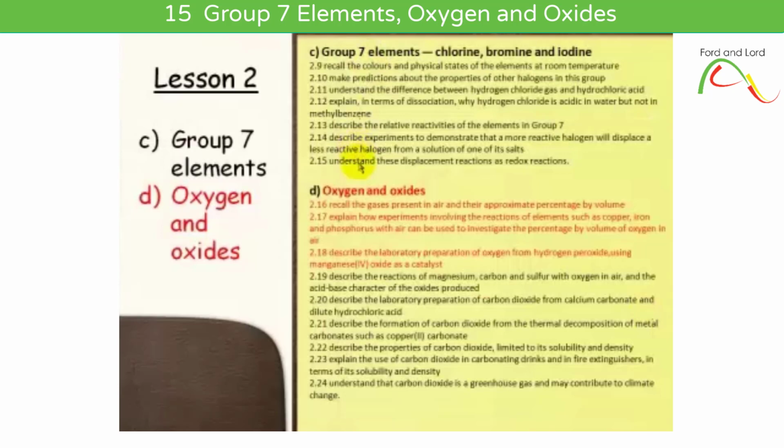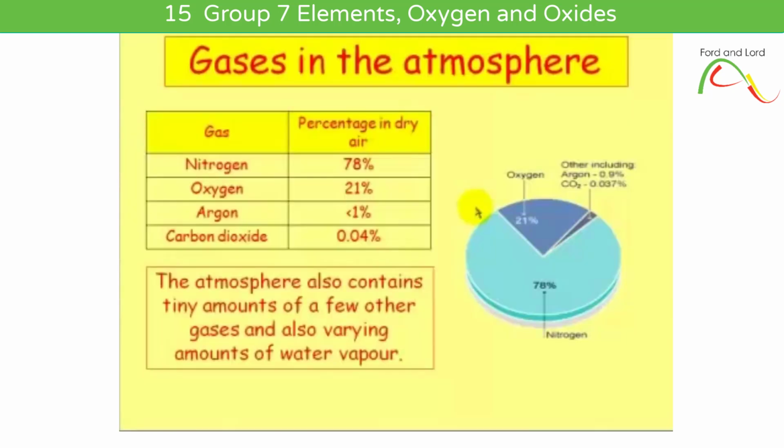This is a big chunk of stuff, oxygen, oxides. So what we're going to do is just try and cover the first bits here. Let's look first of all at what gases are in the atmosphere. Now I've got it in different forms here. Nitrogen, 78% of the air around us is nitrogen. 21% is oxygen. Argon is just under 1%.